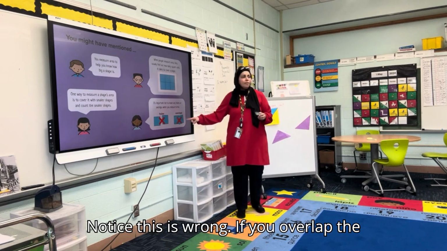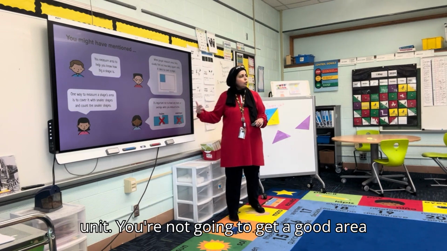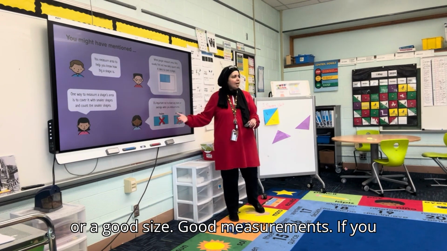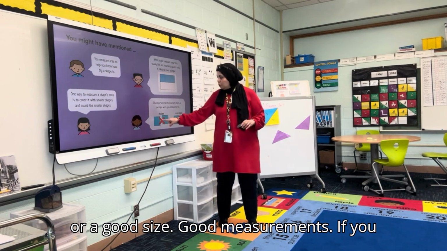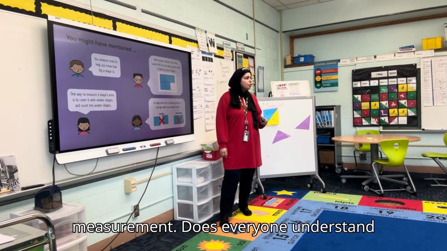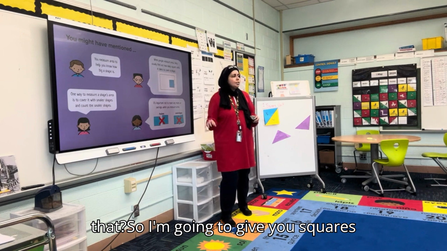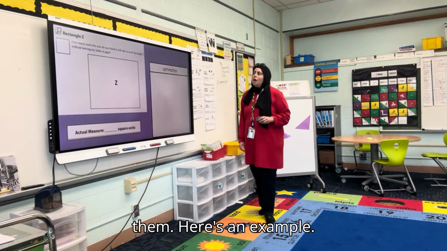Notice this is wrong. If you overlap the triangles, you're not going to get a good unit. You're not going to get a good area or a good size. Good measurements. If you leave a space, holes between the squares, you're not going to get a good measurement. Does everyone understand that? Yeah. So I'm going to give you squares today, and we're going to practice doing them.